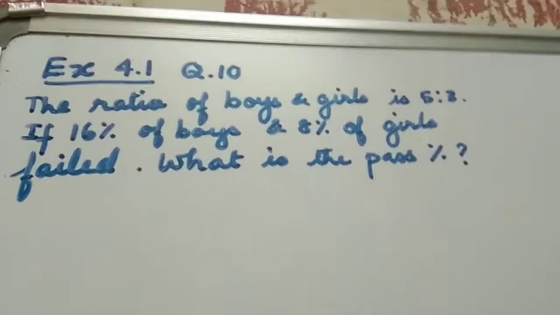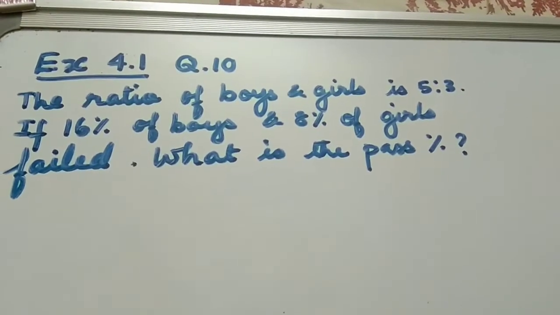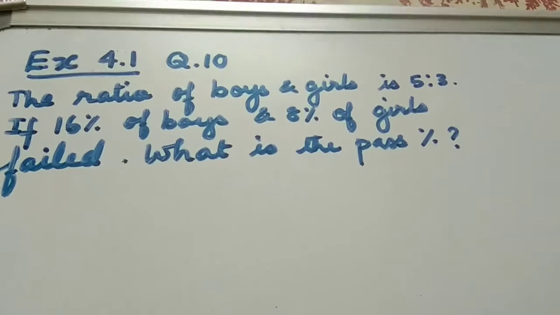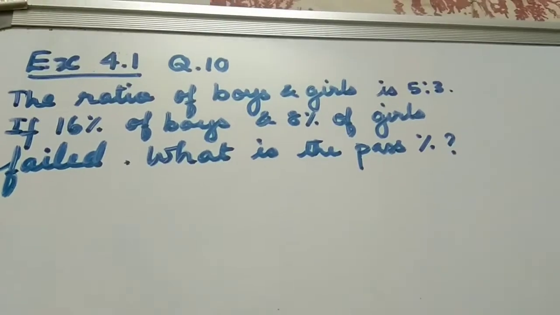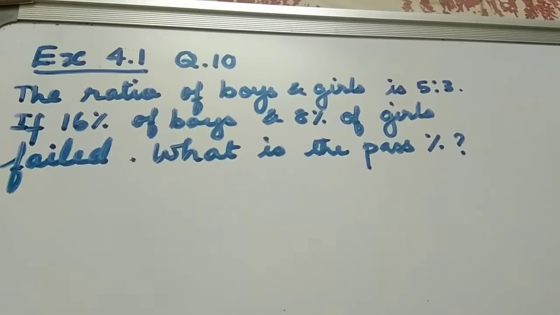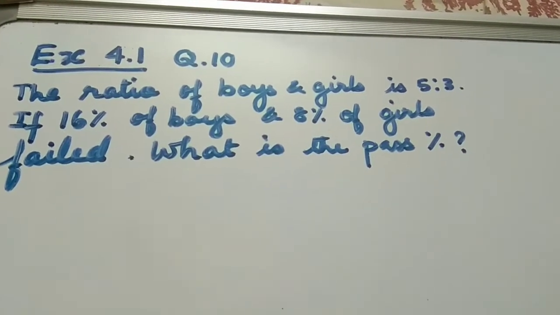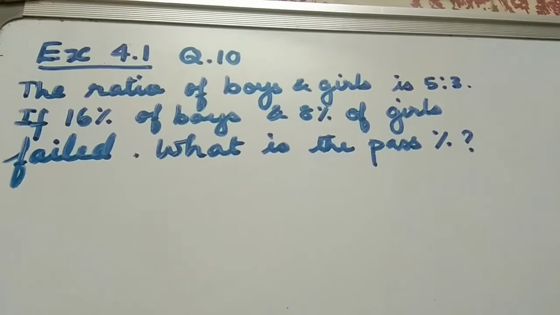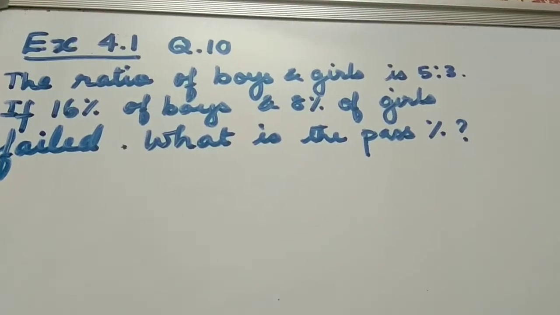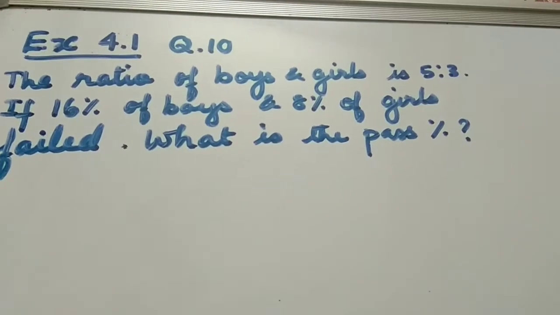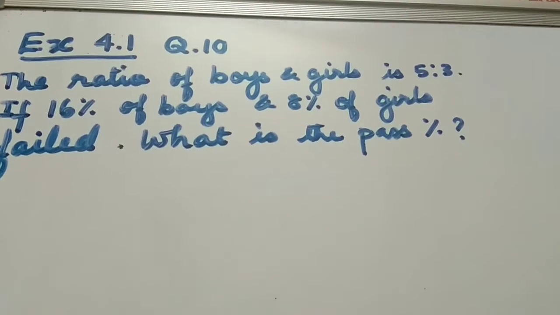We are going to see exercise 4.1, question number 10. The ratio of boys and girls is 5:3 in a class. If 16% of boys and 8% of girls fail, what is the pass percentage? So in this problem, they are asking what is the pass percentage of the whole class.